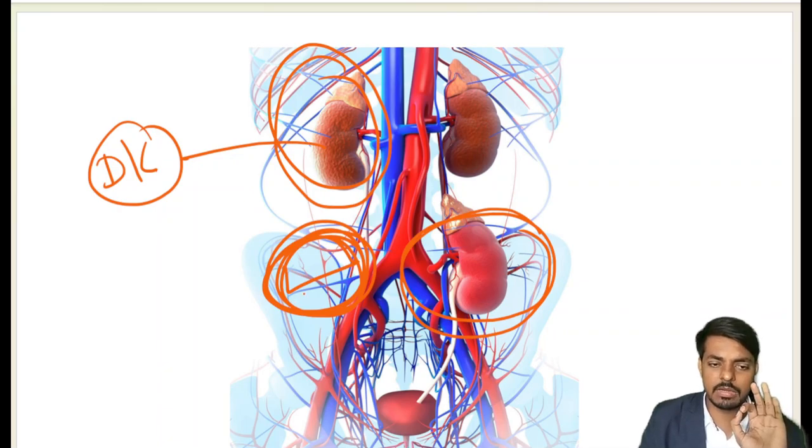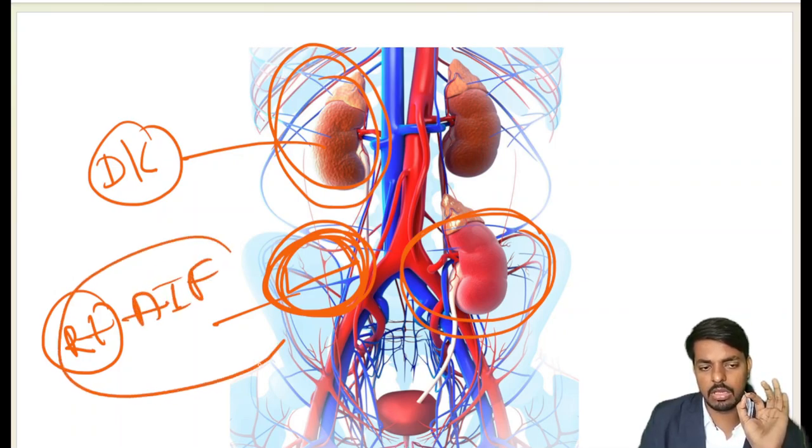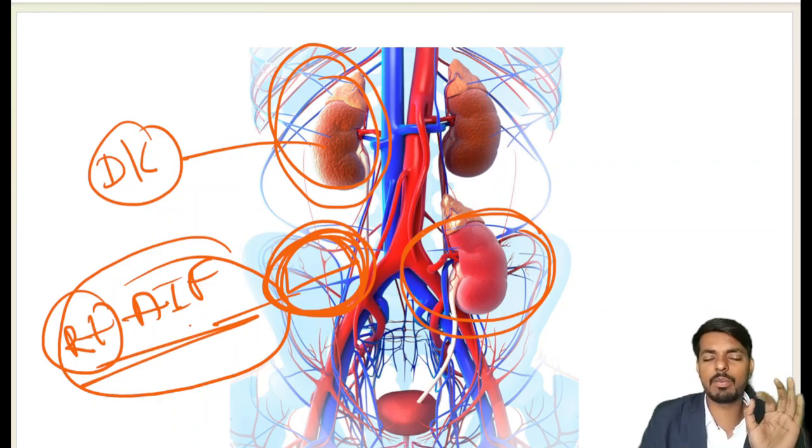But if the examiner asks about the preferred site of kidney implantation in the recipient, that is, very importantly, the right anterior iliac fossa. The right anterior iliac fossa is a very ideal and important site of implantation of the kidney in the person who is receiving the kidney. Very importantly, keep this in your mind.